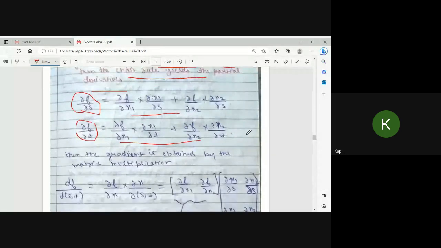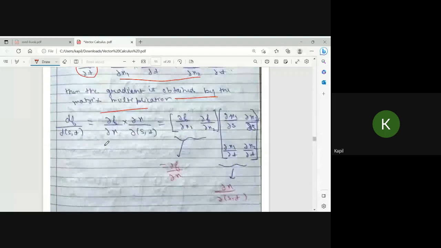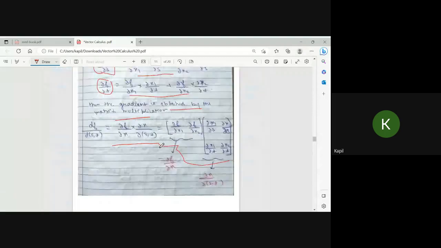Then the gradient is obtained by matrix multiplication. So this is the matrix representation of our gradient. In this case, we can write df upon d of (s, t), which gives this matrix multiplication of rows and columns.